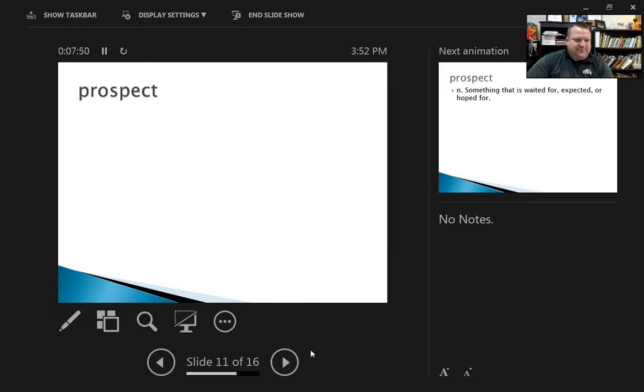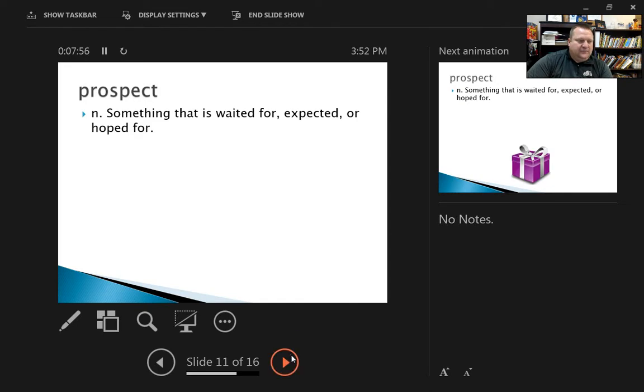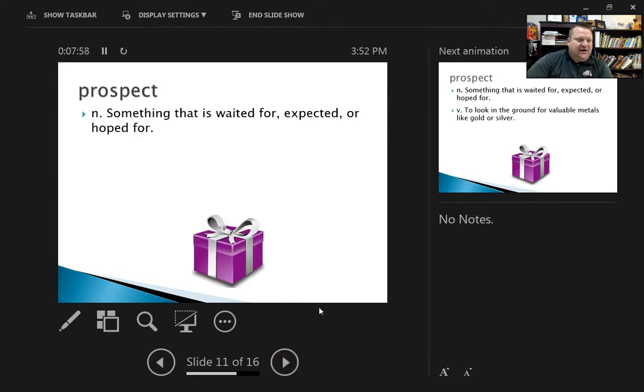The next word is prospect. Prospect is something that is waited for, expected, or hoped for. Okay, the prospect of Christmas or getting something for Christmas could be that feeling that you're waiting for something or expecting or hoping for something. It's a prospect.